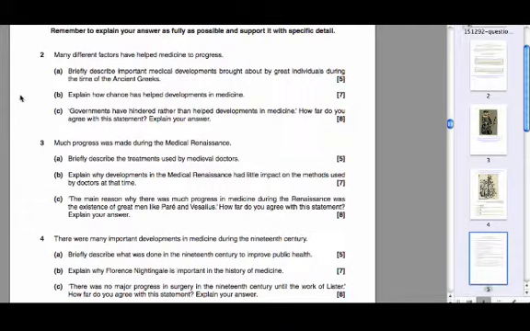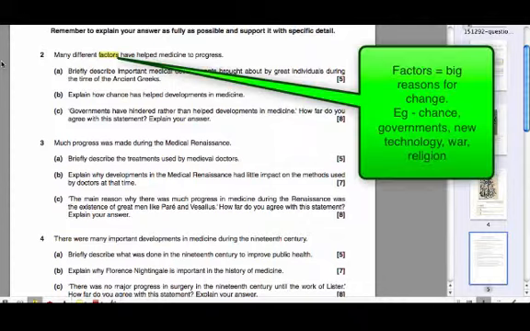So question 2, many different factors have helped medicine to progress. So straight away we know from that blurb we're going to be talking about factors. So these aren't the individuals, these aren't the periods of history, these are big reasons why medicine has changed. So that's the focus for the question. Let's go through and see which factors we're going to be asked about.